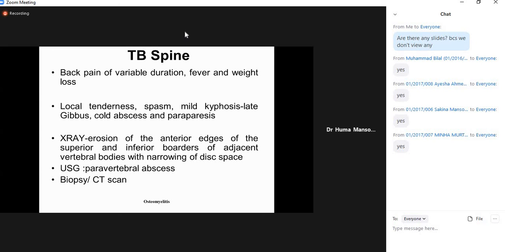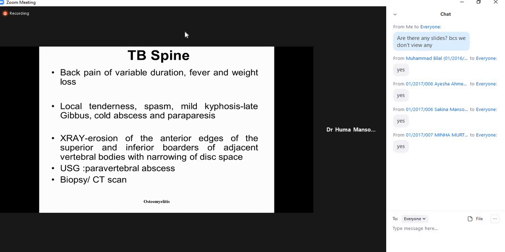Then there is local tenderness, then there is spasm, then there is gibbus. We know that gibbus is a form of structural kyphosis found in the upper lumbar and lower thoracic vertebrae, where one of the adjacent vertebrae becomes wedge shaped, and it usually occurs in young children as a result of spinal TB, and it may lead to collapse of the vertebral bodies. So there will be gibbus formation, there will be cold abscess, and then obviously that can lead to paraplegia and paraparesis.